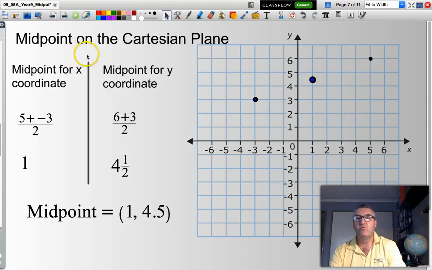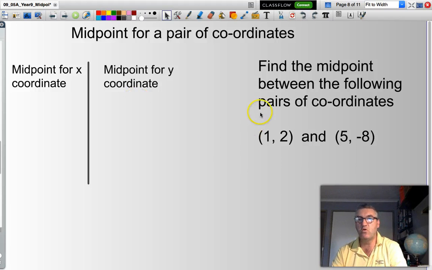Now, if my points are not defined on a Cartesian plane, I can do a very similar thing. Say, for instance, I wish to find the midpoint between the following pairs of coordinates: 1, 2 and 5, negative 8. Well, I find the midpoint for my x coordinates. Well, it's 1 and 5. So we'll go down the path, adding the 5 and the 1, then dividing by 2, and my x value is 3. Do a very similar thing for the y.